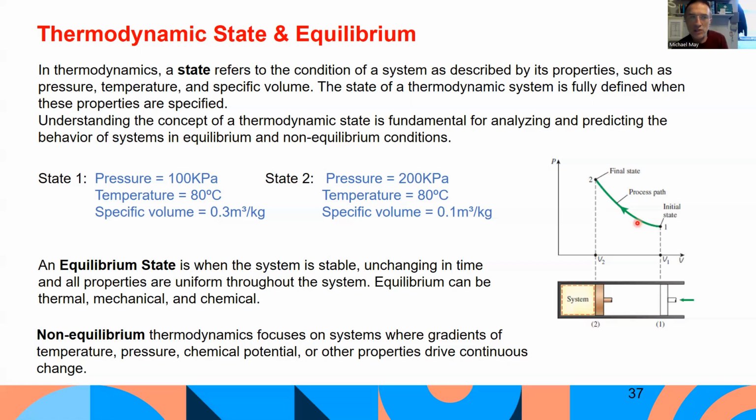These systems are usually called quasi-equilibrium. Quasi means as if in equilibrium, as if it's going slow enough so the pressure and the temperature is at a particular value at any particular point. A more advanced form of thermodynamics is called non-equilibrium thermodynamics. It focuses on systems where gradients of temperature, pressure, chemical potential, and other properties drive continuous change.